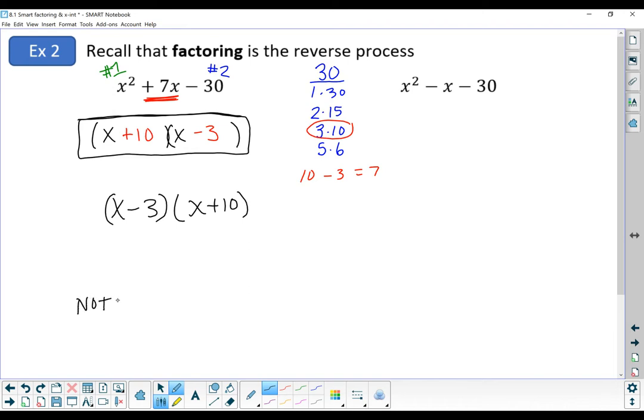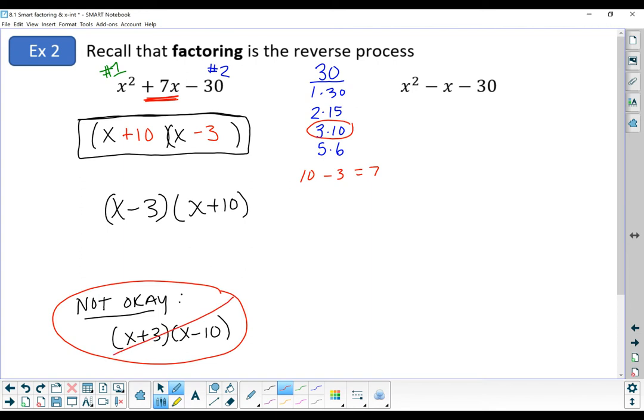But this would not be okay. We do not want it to be x plus 3 and x minus 10. That would be bad because that actually is the polynomial x squared minus 7x minus 30. So that's just a little bit different than the one that we were trying to factor because of the sign in the middle.